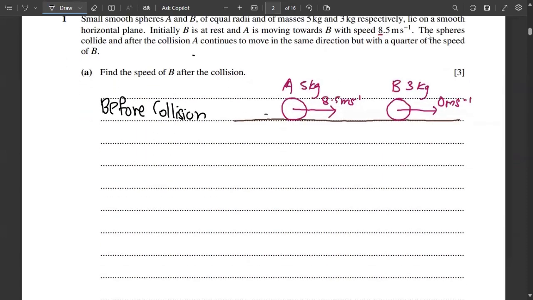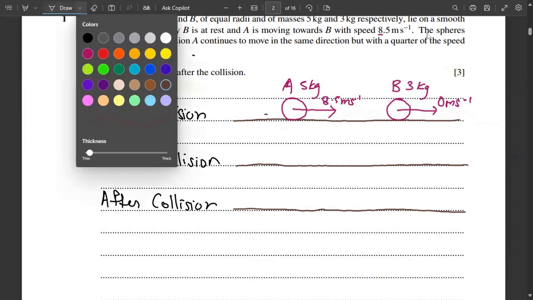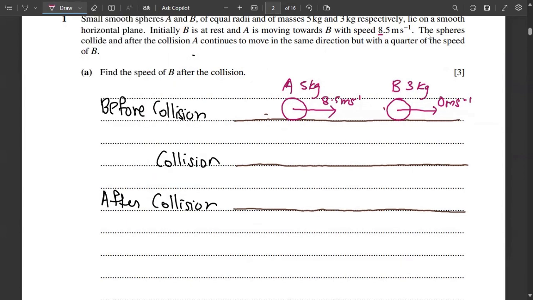Now collision will occur, and there will be a state called after collision. So let's draw everything. So this is during collision. This will be after collision. So now during collision, A will come here. A came here, B came here. A, B. And collision occurred. And after that, after collision, what will happen?